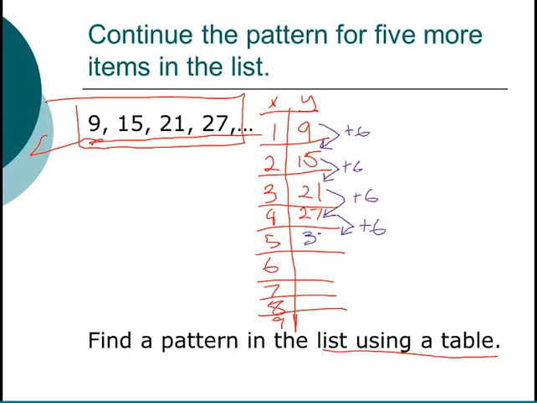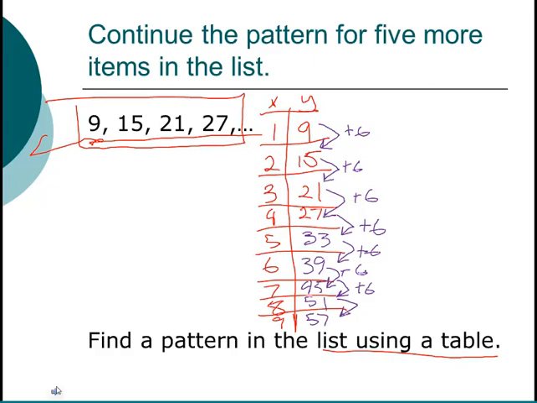So we're going to end up getting 33. Then we add 6 again, and we get 39. We add our 6 again, and we get 45. We add a 6, and we get our 51. And our last term is going to be 57.